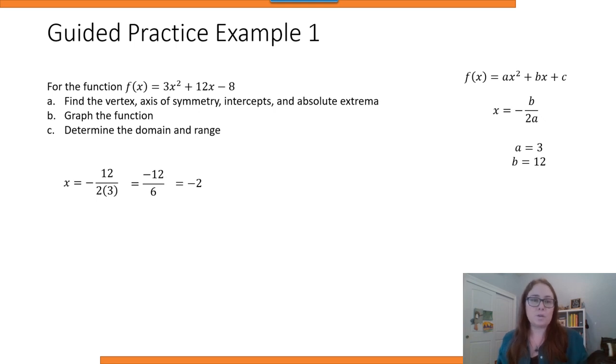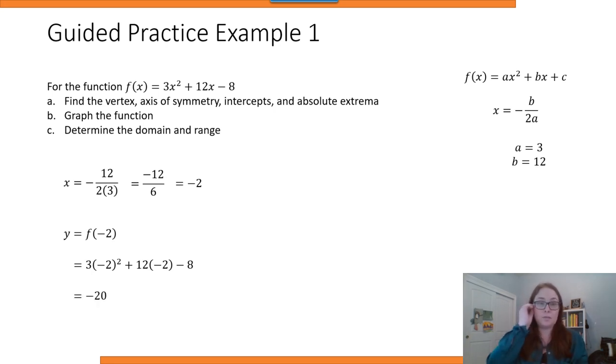And to find the y coordinate, I will plug this into the quadratic and evaluate it at negative 2. So y is going to be equal to f of negative 2. And if I start plugging that in, I have 3 times negative 2 squared plus 12 times negative 2 minus 8. Plug that all into my calculator, and I get negative 20.